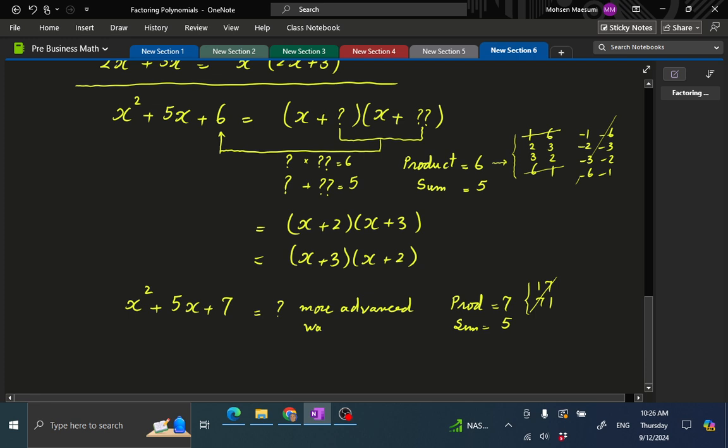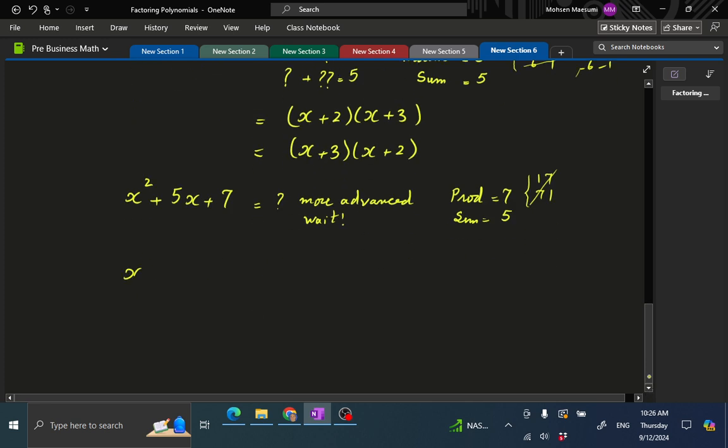So let's go to some other examples. Suppose I ask you to factor the following.